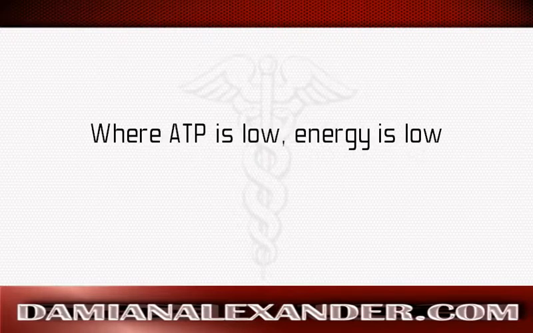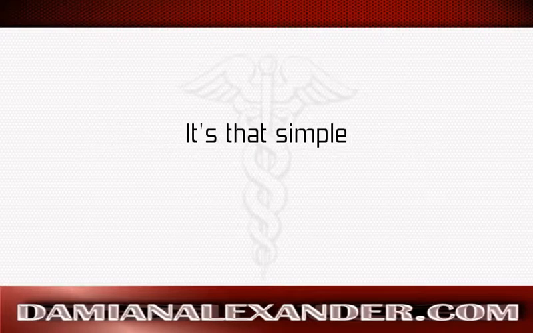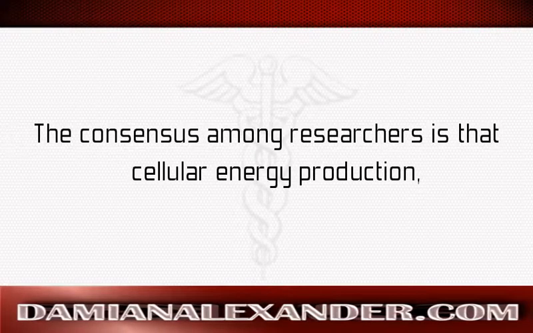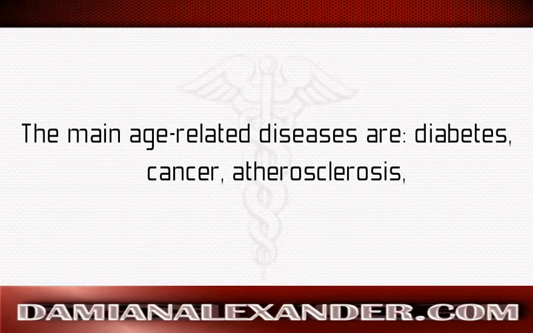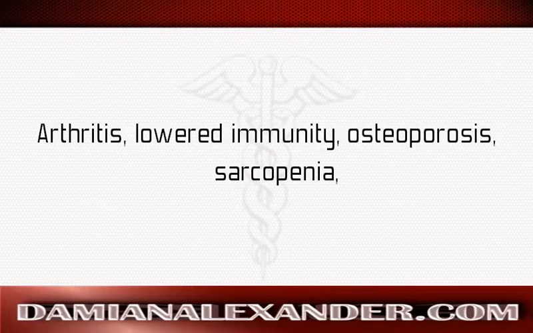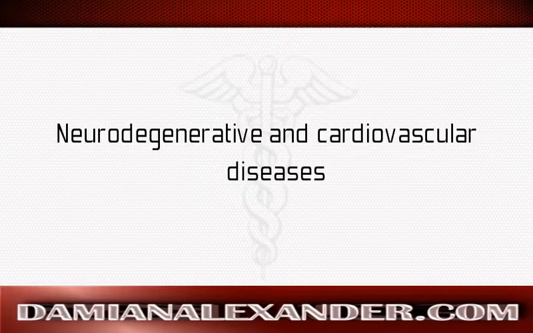Where ATP is low, energy is low. It's that simple. The consensus among researchers is that cellular energy production, age, and virtually all age-related diseases are directly linked. The main age-related diseases are diabetes, cancer, atherosclerosis, arthritis, lowered immunity, osteoporosis, sarcopenia, neurodegenerative, and cardiovascular diseases.